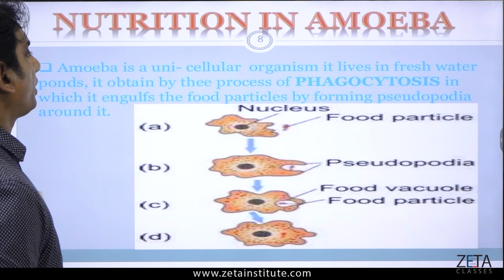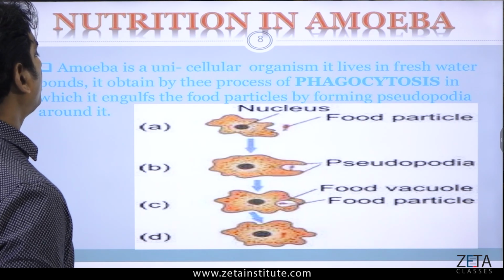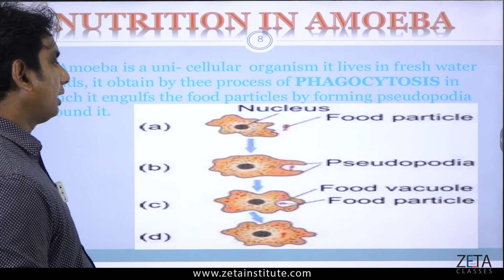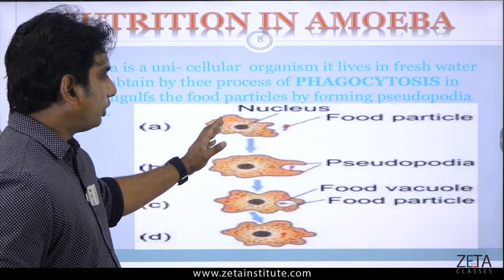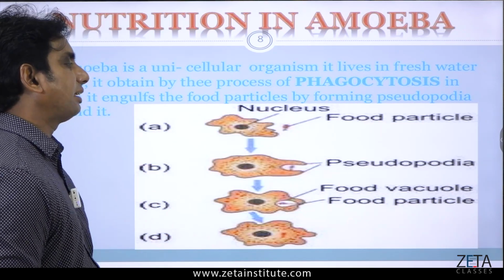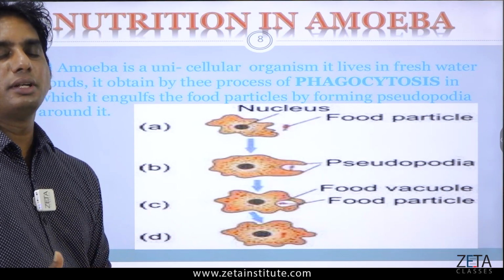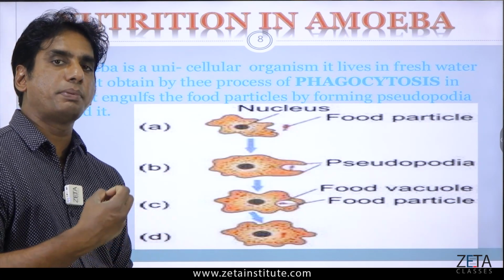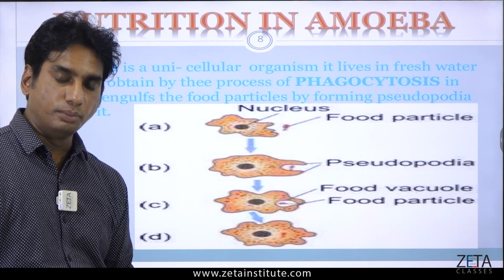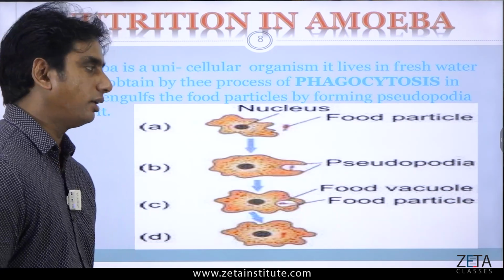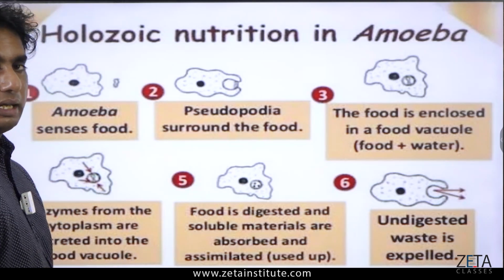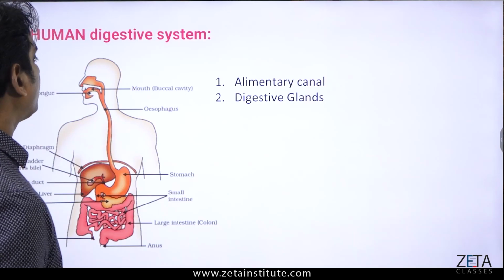Amoeba, as I said, is a unicellular organism which lives in fresh water and feeds by a process called phagocytosis, in which it engulfs food particles. It observes the food, goes near it, forms pseudopodia around it, captures it and takes it inside. This property by which another particle is eaten up by the cell is called phagocytosis. Even lysosomes in the cell have a similar property. Holozoic nutrition in amoeba means taking in, capturing and digesting the food inside.